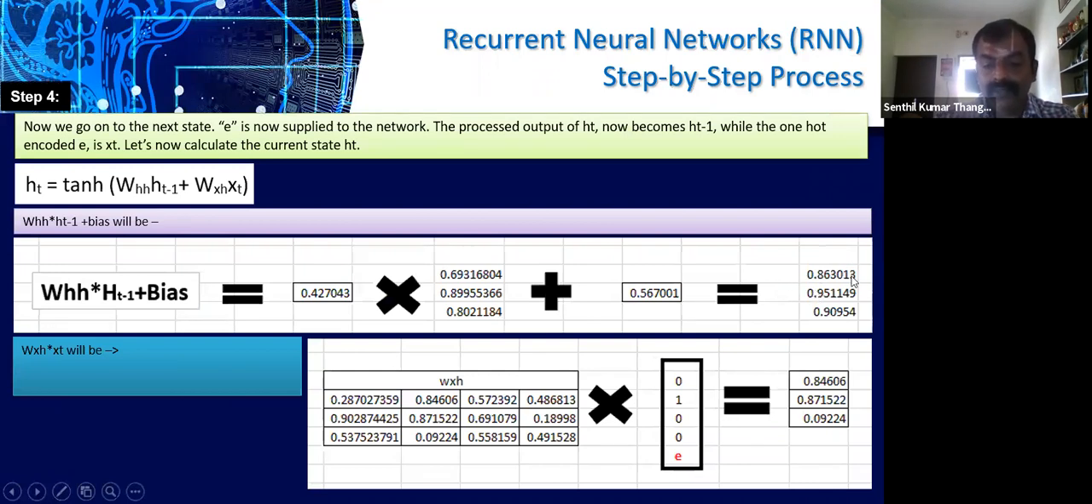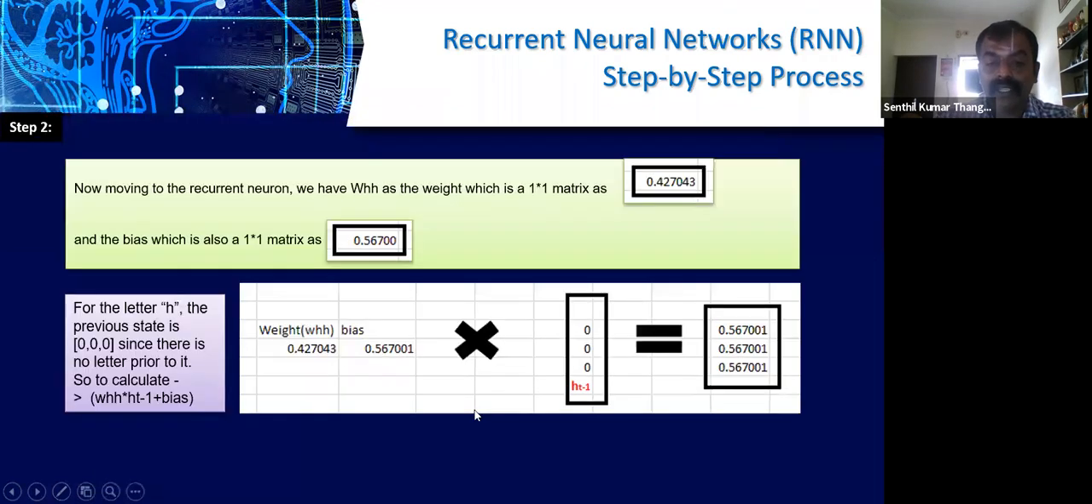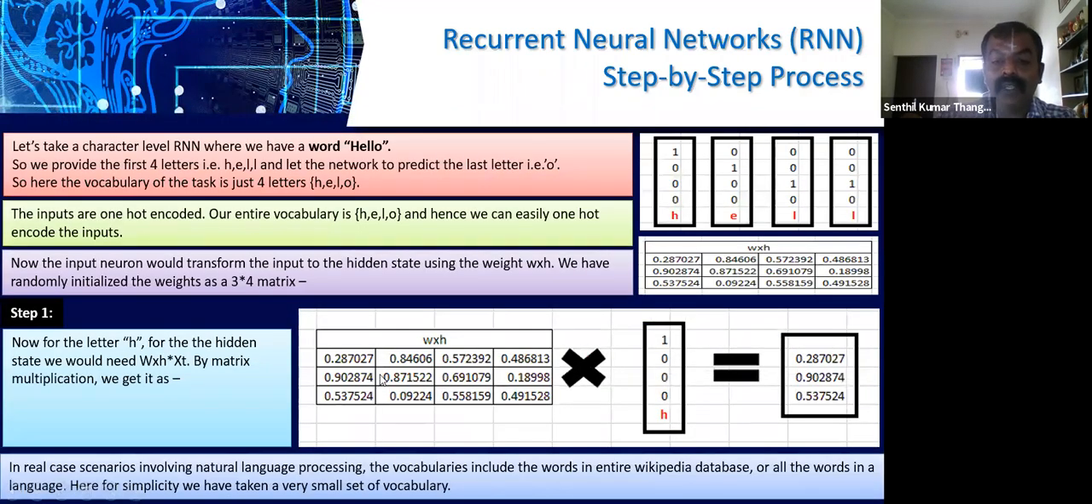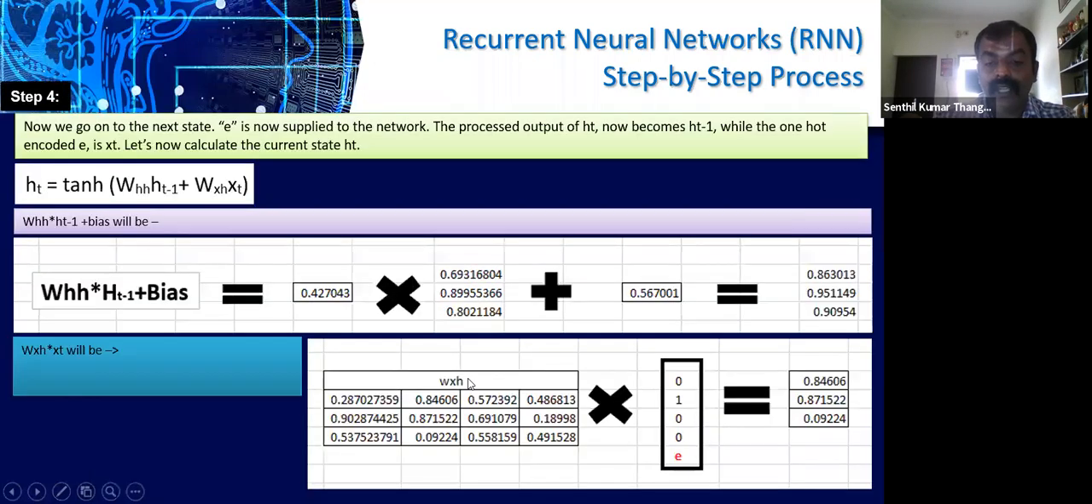Now you take this value and keep it for reference on the right side. Left side would be WXH, which we already got in the original part. When we started with the model itself, we got a WXH. So take the WXH, multiply it with the one-hot encoded code of E. Now multiply it, you should be able to get this, right?